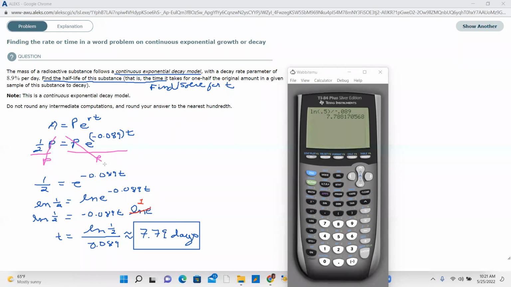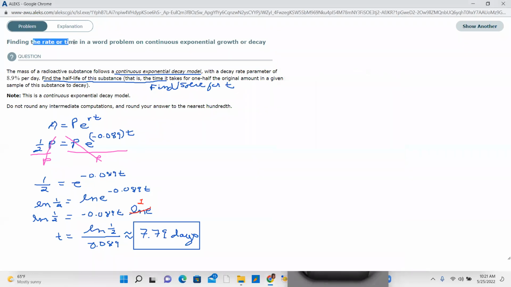So again, we're just plugging things in, but now since we're solving for either rate or time, like it says up here, we're going to end up taking either the common log or natural log of both sides. So we can use the power property and bring the power down. Is this making sense?